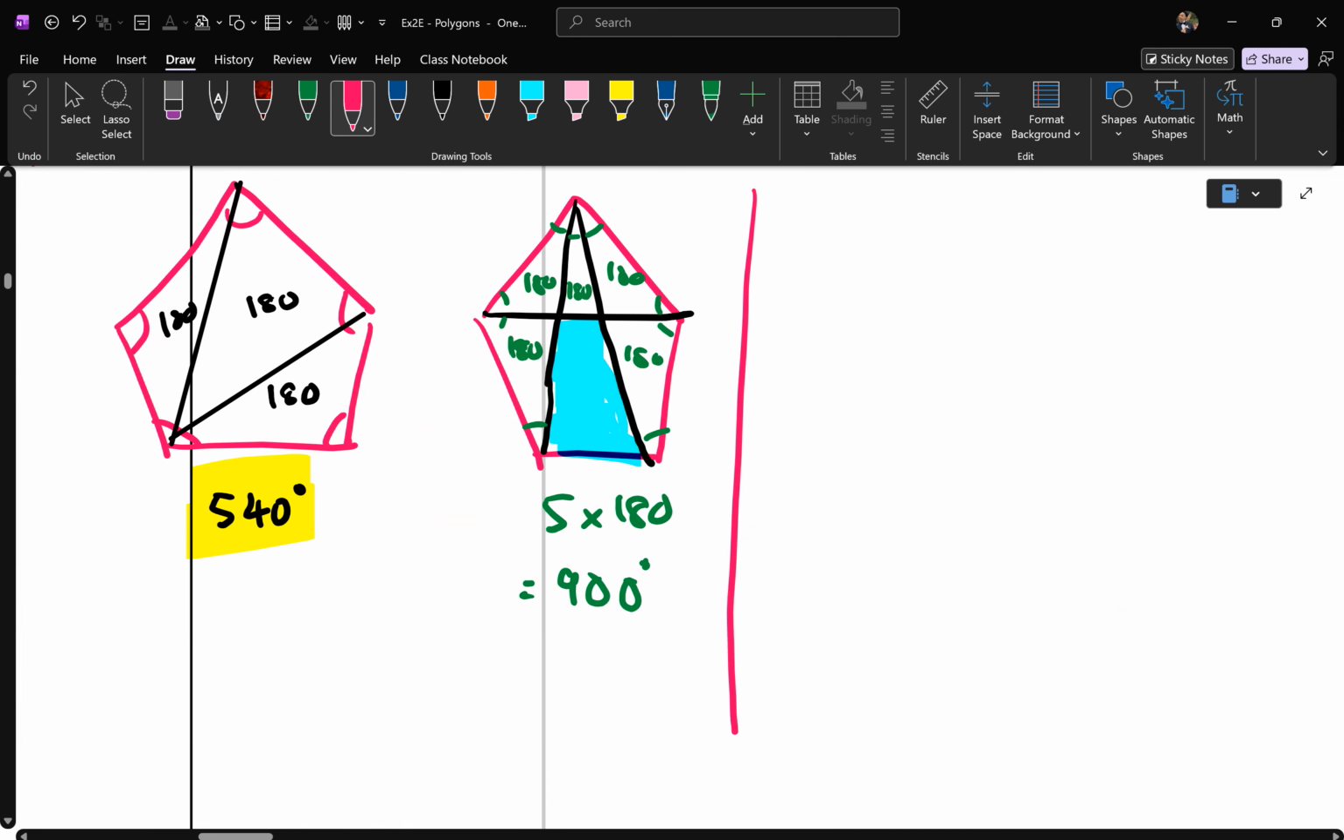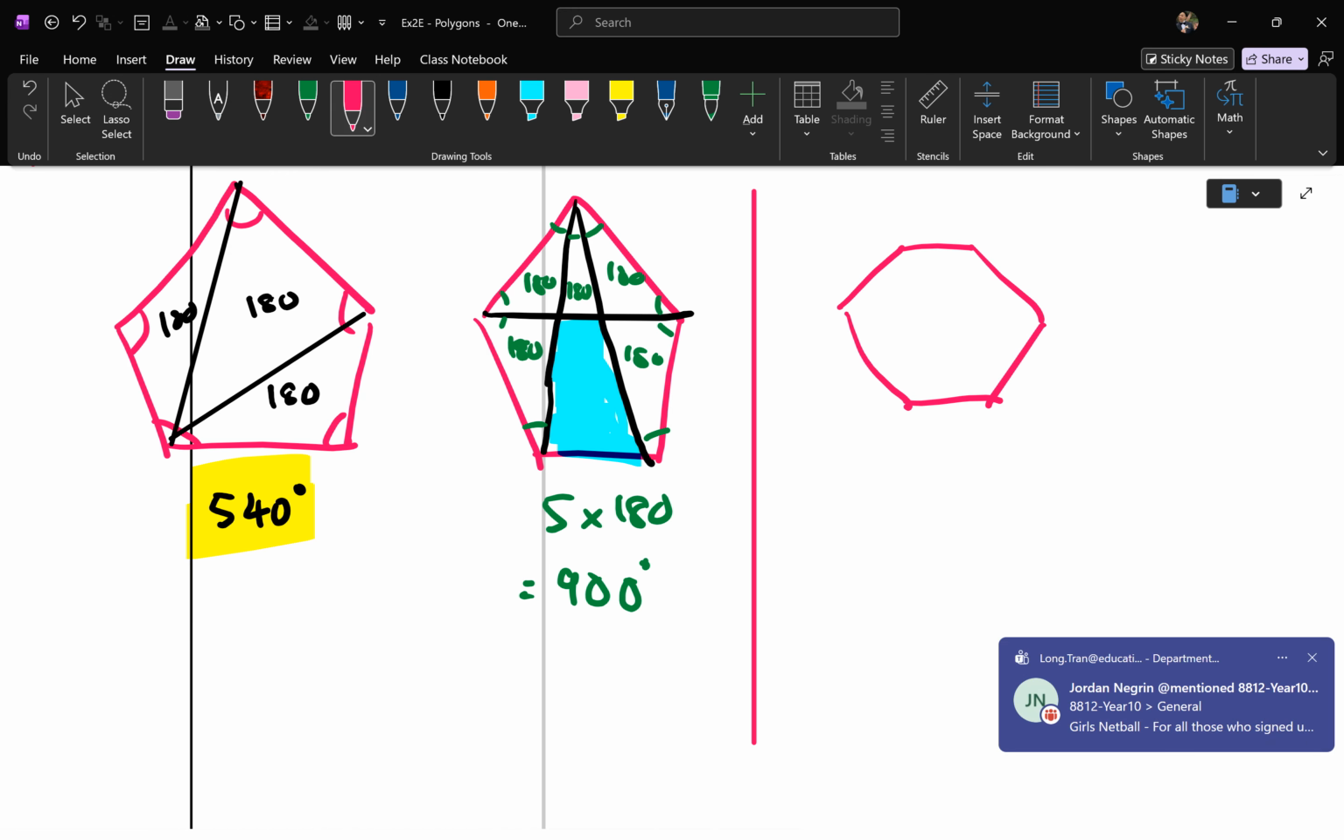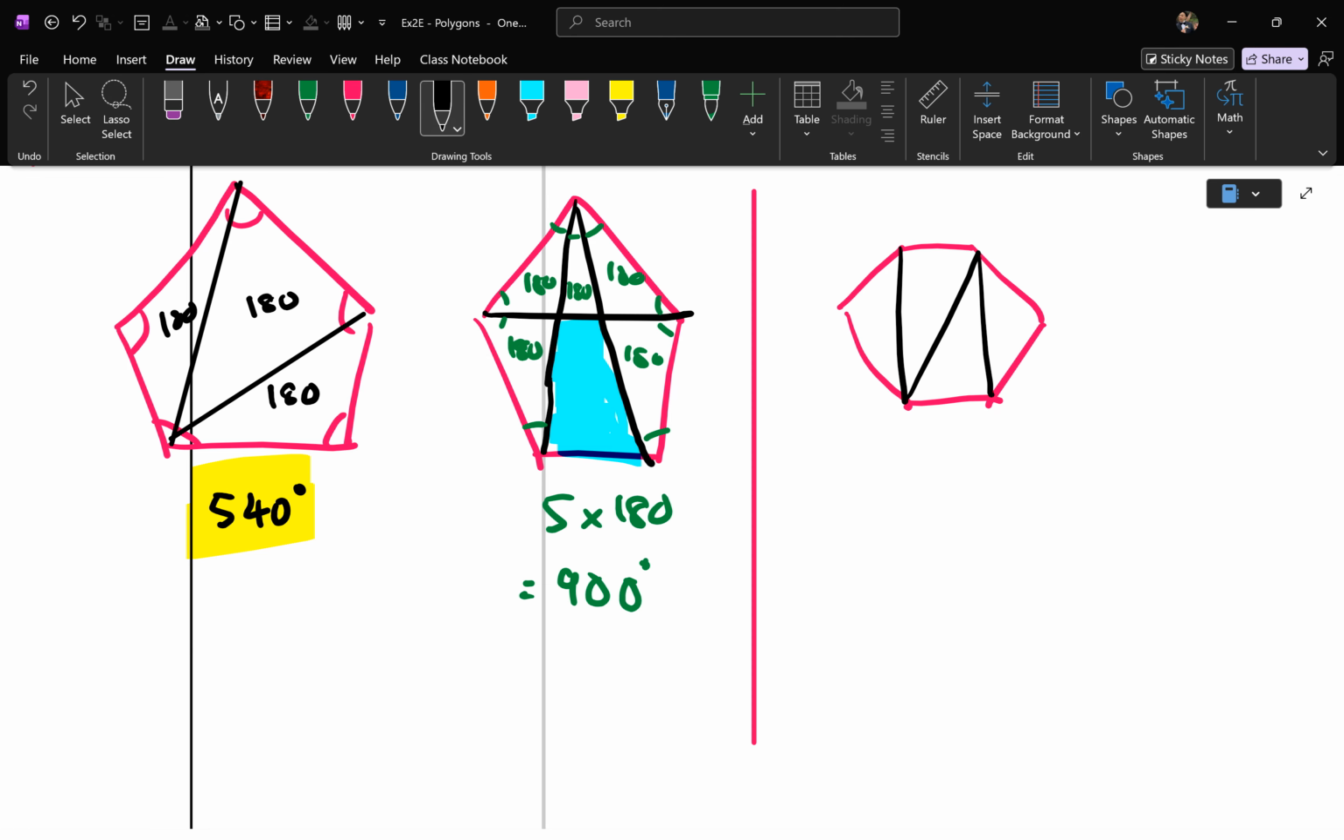Now let's test that theory then. Let's draw a hexagon now. 1, 2, 3, 4, 5, 6. If I do a corner to corner, so one corner to corner, 2, 3. So corner to corner, corner to corner, corner to corner. How many triangles do I have now? I got 4. So 1, 2, 3, 4. So you would say 4 times 180 degrees gives you 720.